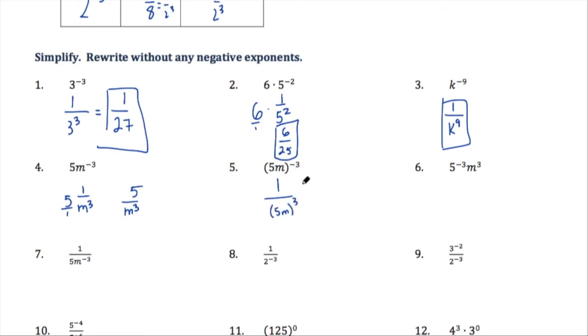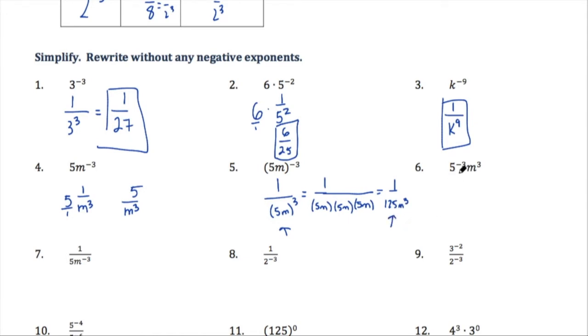There are ways to simplify this further, but we haven't really done that yet in class. You might be able to recognize that something to the third power just means multiply it by itself 3 times. And so if you think about it like that, you could recognize that that's 1 over 5 times 5 times 5 is 125 m to the third power. But for right now, this is as simplified as we need to go. Our rules will help us get here a little quicker in the future.